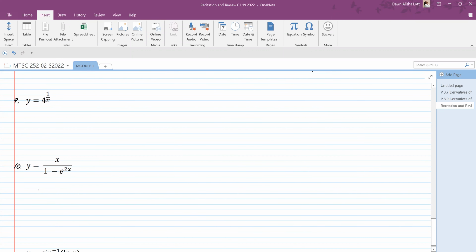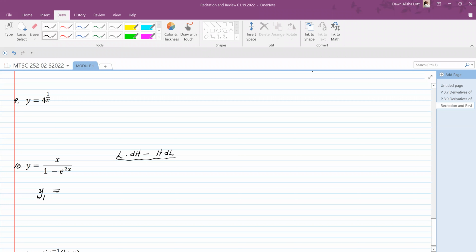So Y prime. Also, it'd be X times. What's the quotient rule? Is it low, high? Yeah, low D high, high D low. Low D high minus high D low over low squared.